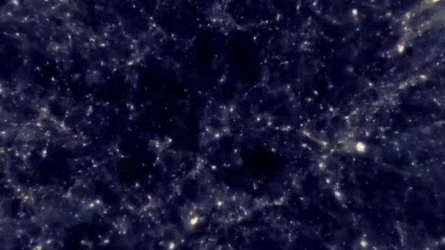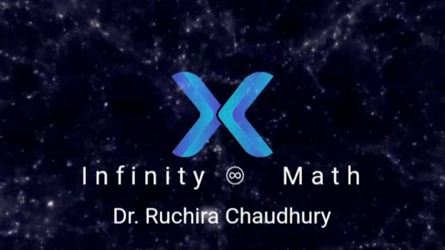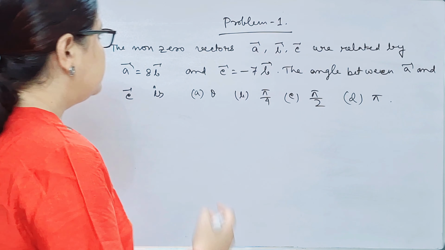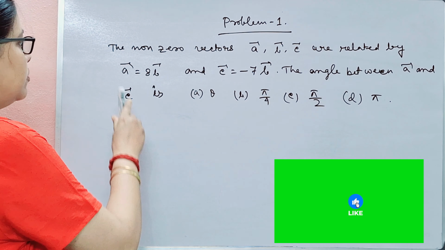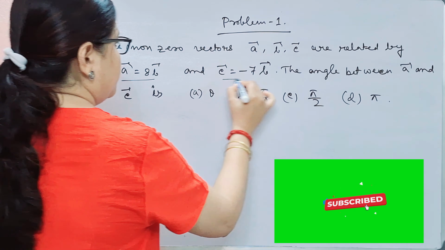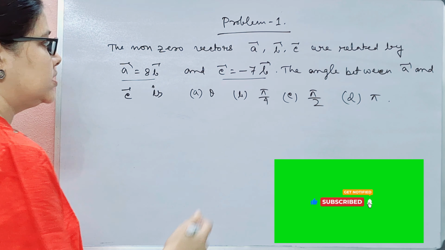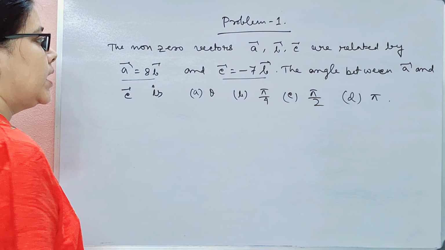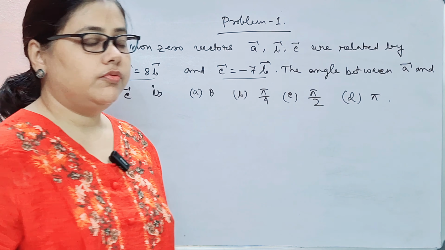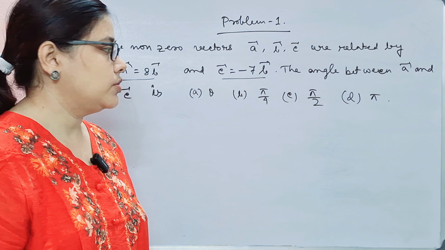So today we will solve more problems related to vector analysis, and so let's start. So let's come to the first problem. This is problem 1. The non-zero vectors A, B, C are related by these two equations. The angle between A and C is, there are 4 options and you will have to choose the correct option.